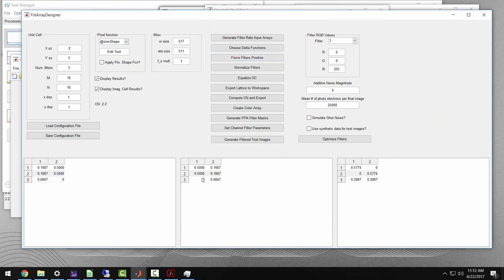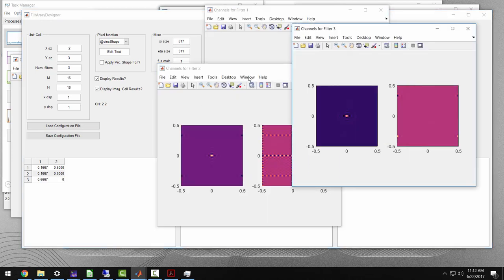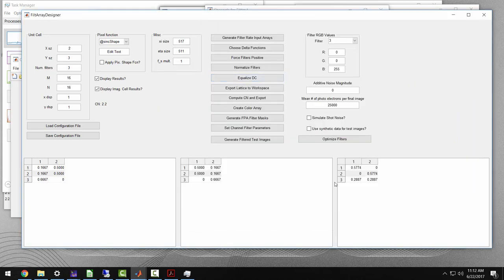Now it's physically realizable. Then we can equalize the DC channel between all three filter types. What this does, in the Fourier domain, is scale the filters so that the baseband channel has an equal amount of red, green, and blue. And there are our final values for the filters.